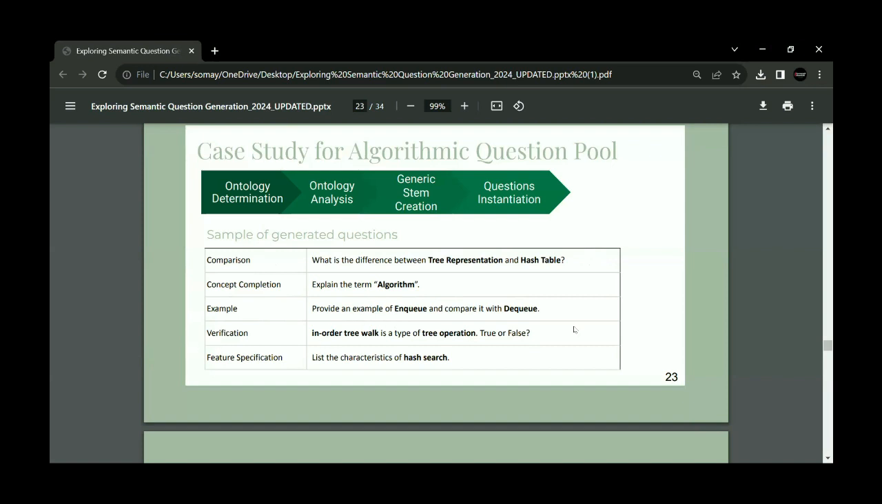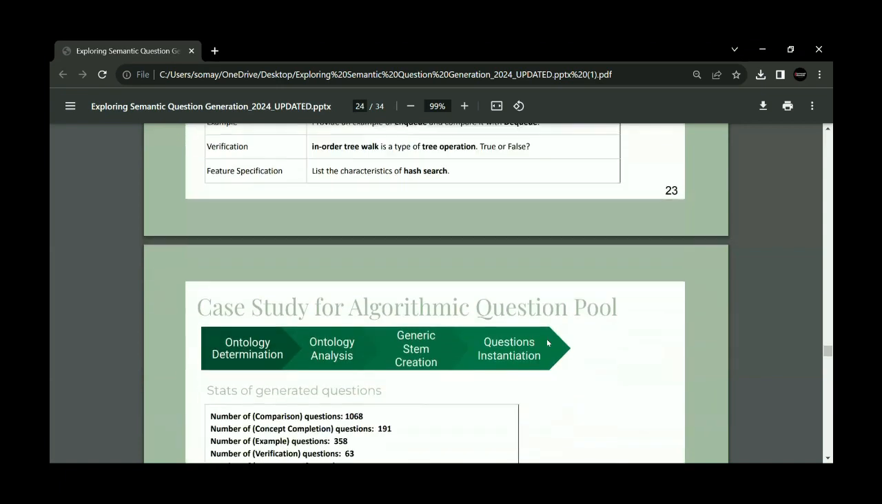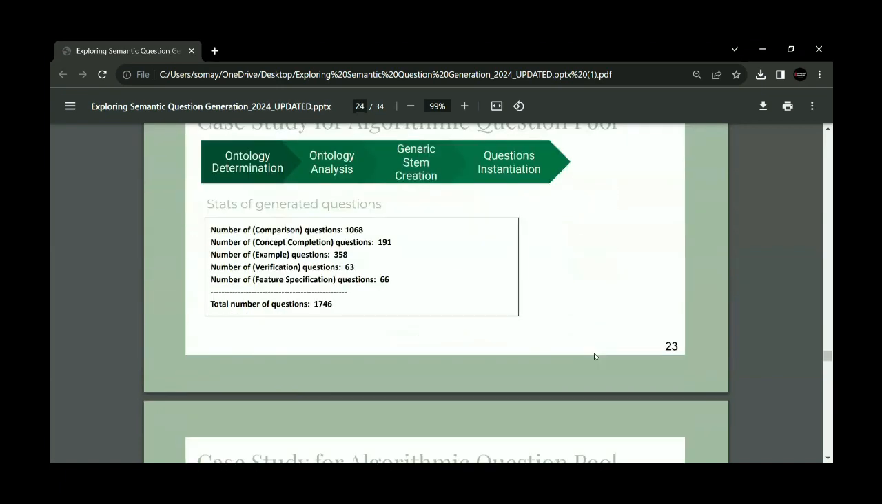Verification, also here it's a true-false question. In order is a type of tree operation, is it true or false? For feature specification, we list the characteristics, for example, of the hash table, of hash search.